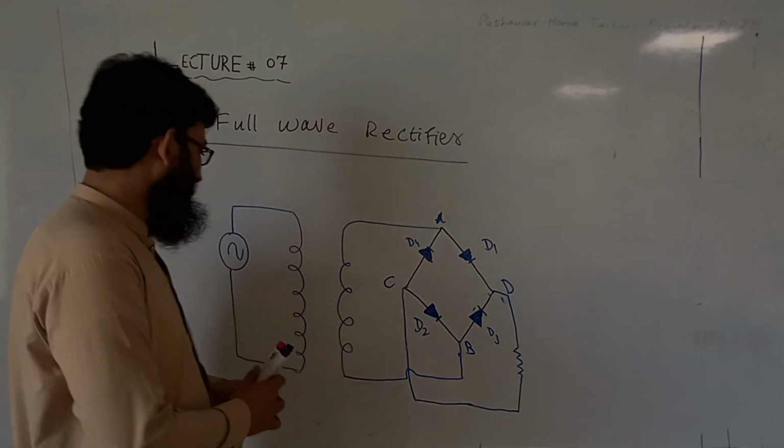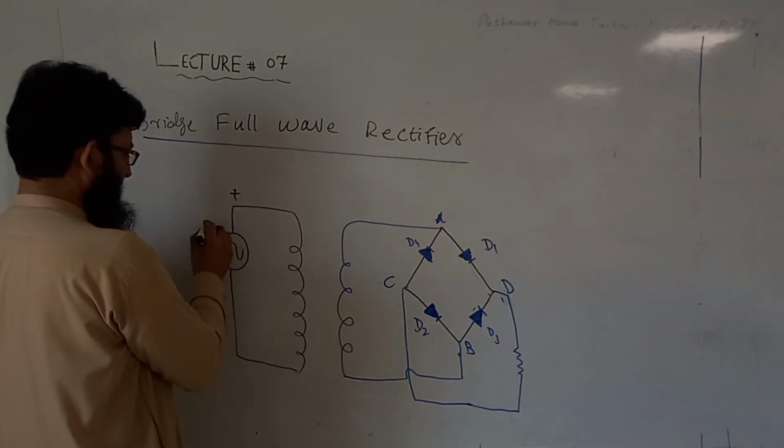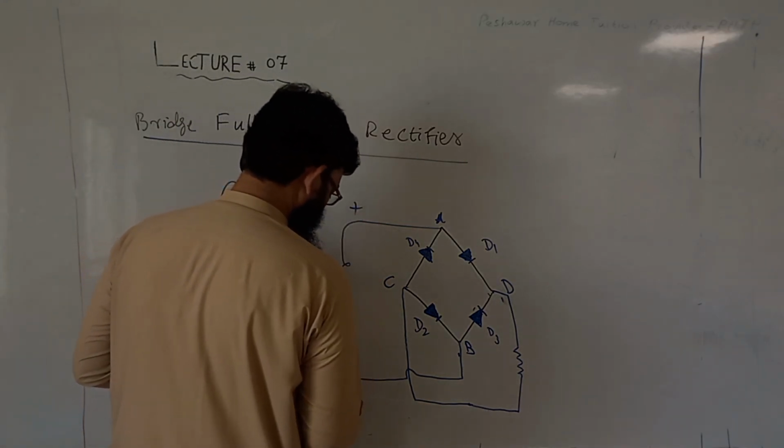Now for the bridge, we have need of 4 diodes connected in the form of a bridge. Now for the positive half cycle, it is positive, it is negative, it is again positive, and it is negative.